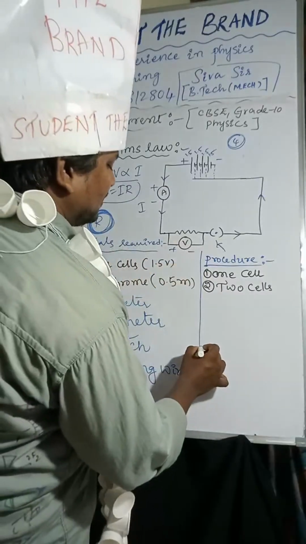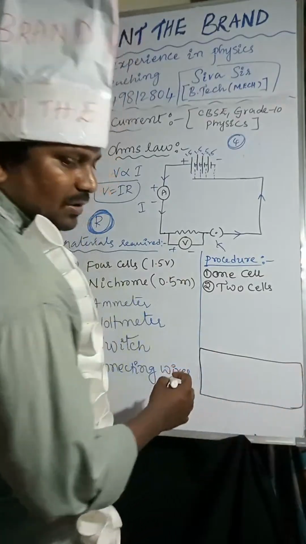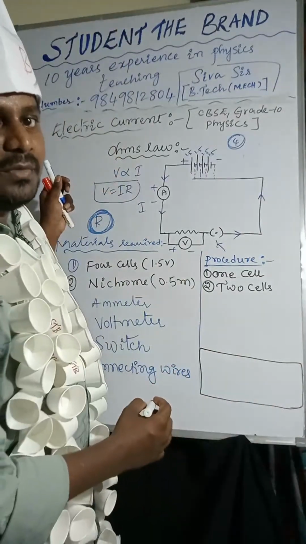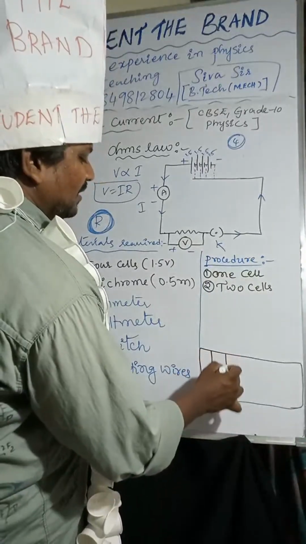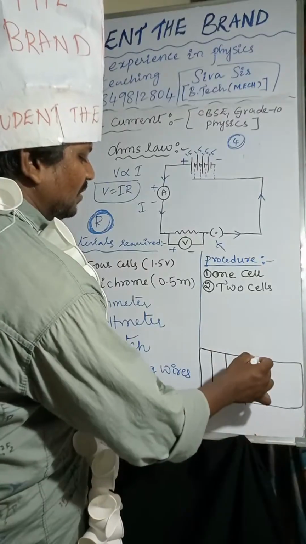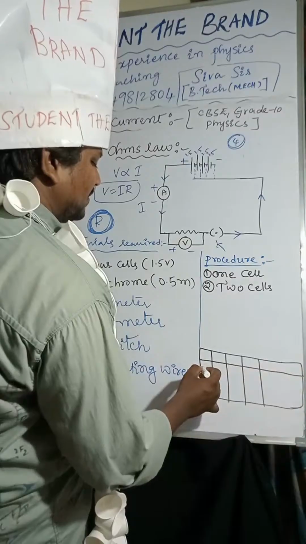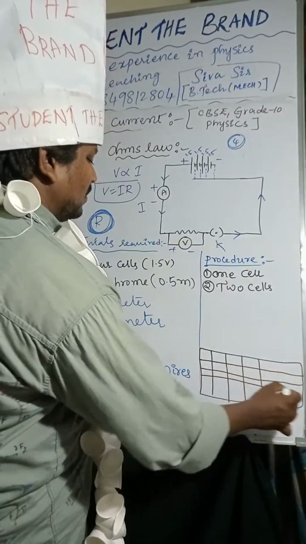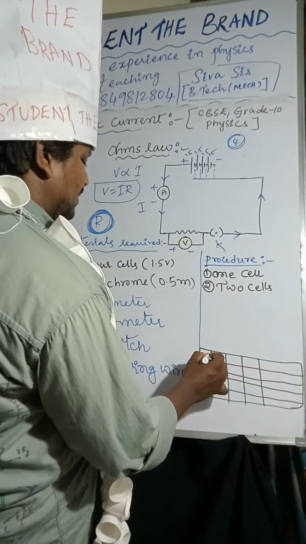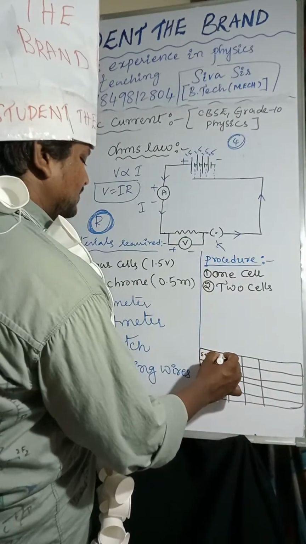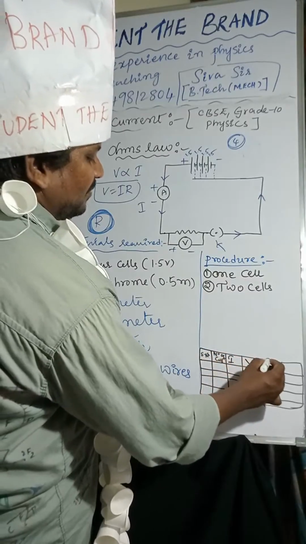You have to mention the readings in the tabular form given below. So: serial number, number of cells, ammeter reading, voltmeter reading, V by I value. You are considering four cells, so I am taking 1, 2, 3, 4. Serial number, number of cells, ammeter reading, voltmeter reading, V by I.